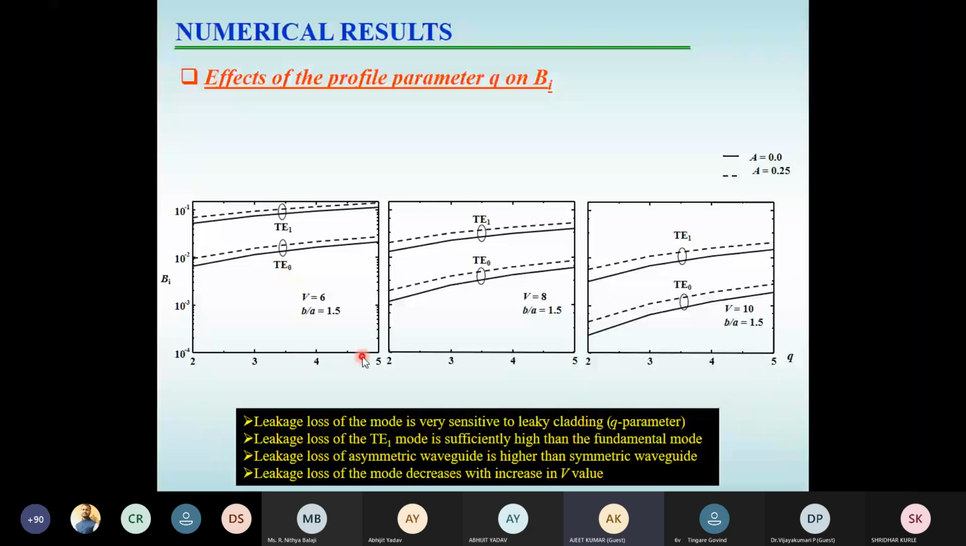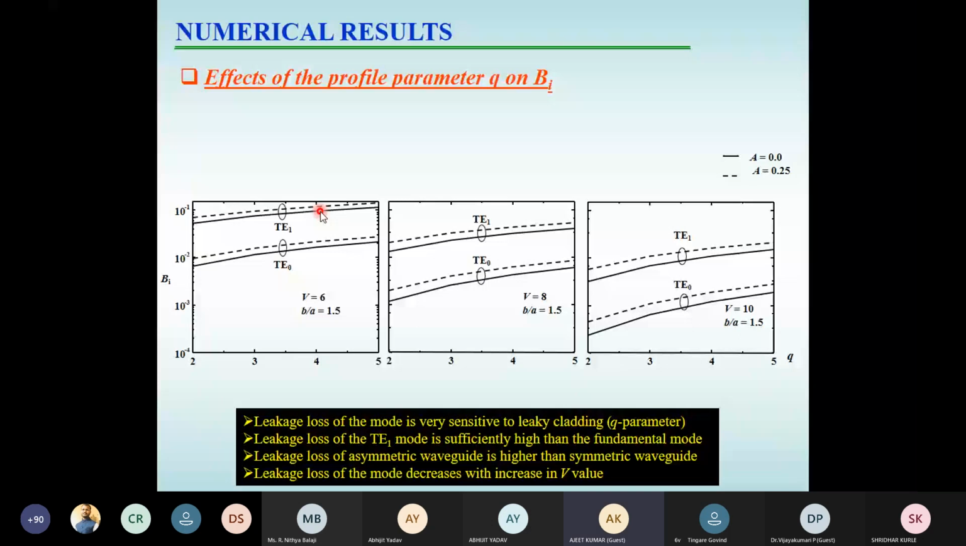The second point, and very important point, which you can note down here: for any given value of Q, either you take Q equal to 2 or Q equal to 5, you can see the loss of the first higher order mode is greater than that of the fundamental mode. So if you want this mode to come out of this structure, you have to increase this loss, and you have to minimize this loss.